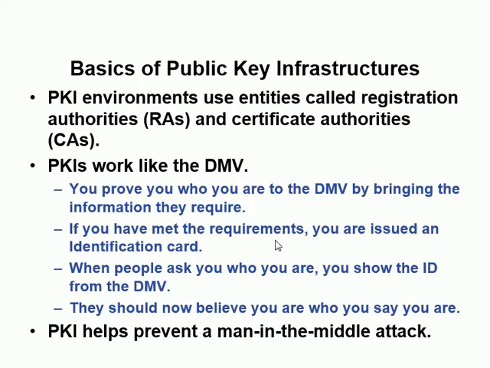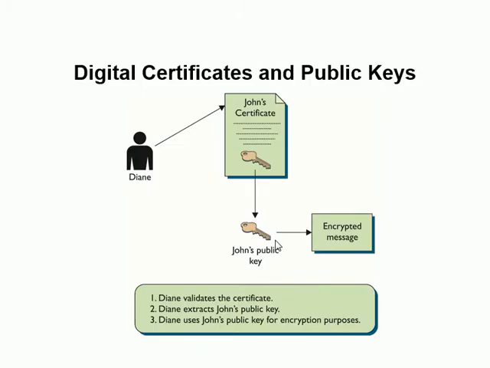So PKI helps prevent the man-in-the-middle attack by setting up these trust relationships. So digital certificates and public keys, roughly how this works: Diane validates the certificate, Diane extracts John's public key, and Diane uses John's public key for encryption purposes. Basically, John has a certificate that contains his public key. When Diane sends a message to John, she's going to get that certificate and extract the key from it in order to encrypt messages for John. So she's not just going to assume that that key belongs to John. She's going to use the certificate to do that.